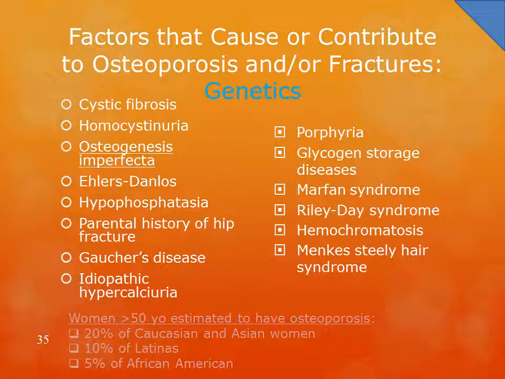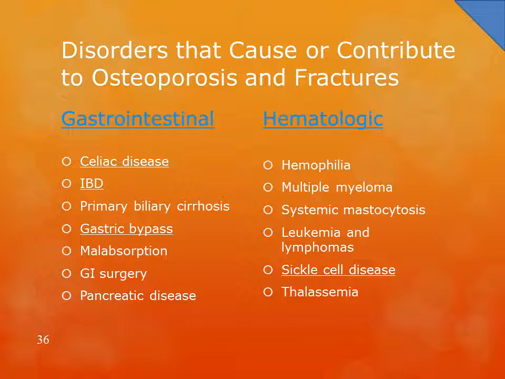Genetics. There are a lot of genetic conditions that can cause osteoporosis or fractures, significantly osteogenesis imperfecta, and we'll talk a little bit about that. When we're thinking about ethnicity, 20% of Caucasian and Asian women over 50 are estimated to have osteoporosis, while only 10% of Latinas and 5% of African American women. So that's an indication that there's some genetic component to this.